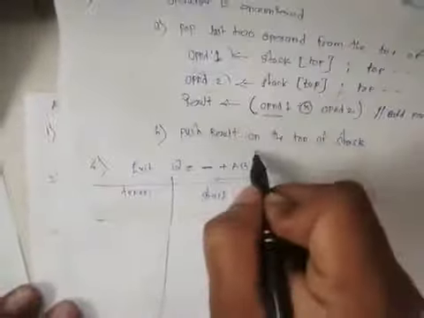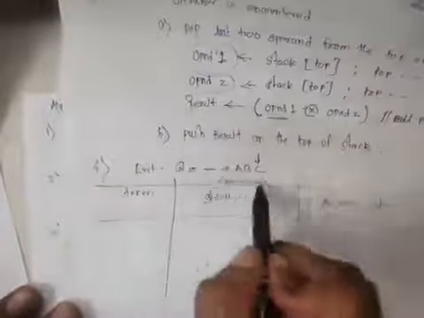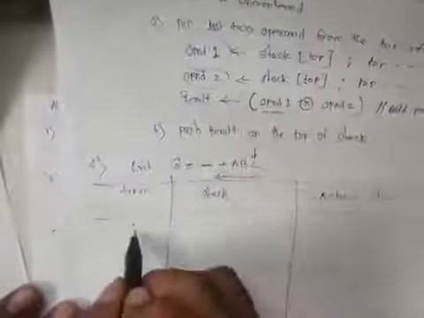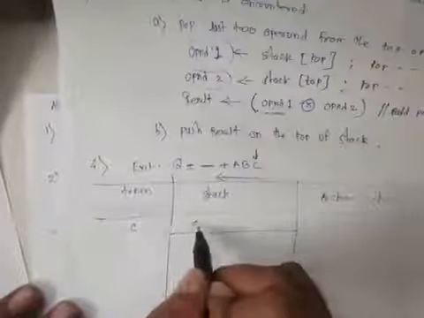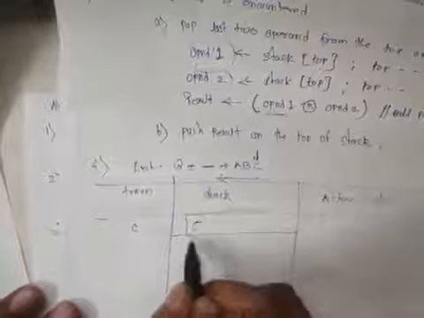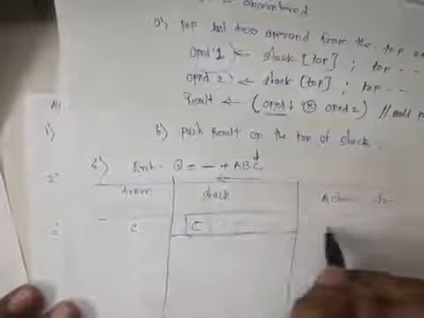Okay, action taken. So what is the first character? That is C. We are scanning from right to left, so C is an operand. Push that on the top of the stack, so C will be pushed on the top of the stack.